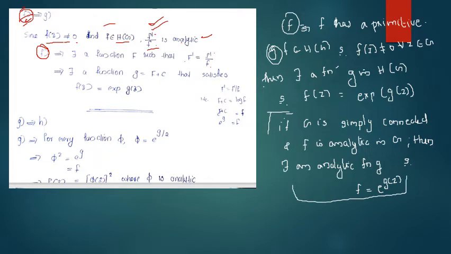So now we got that G is simply connected and our function f dash by f is analytic. Then we can find a function g such that f equals e raised to g of z. Okay, so from here it is like that.